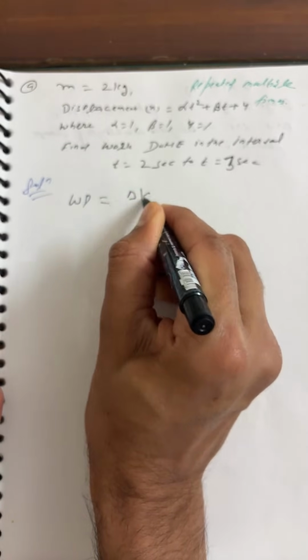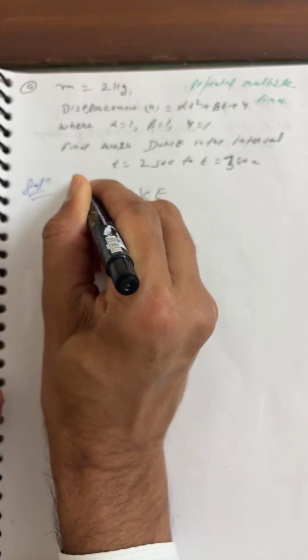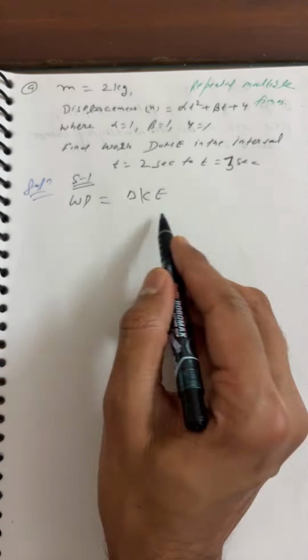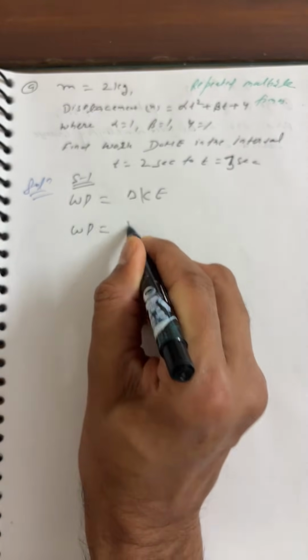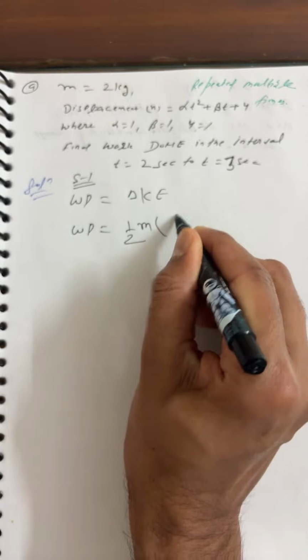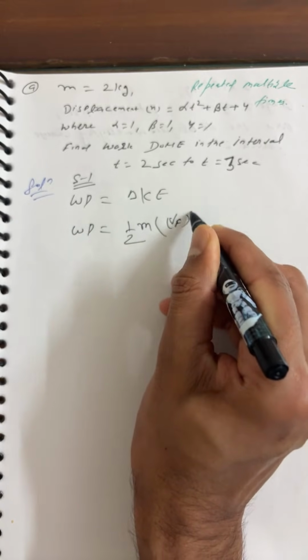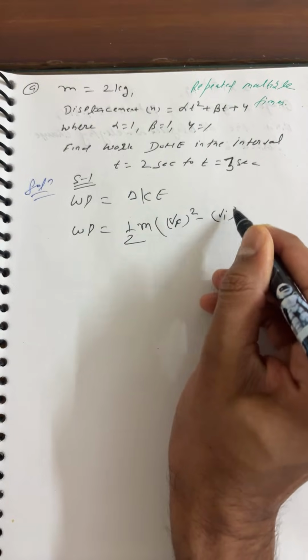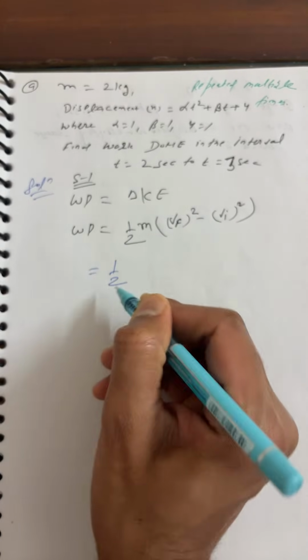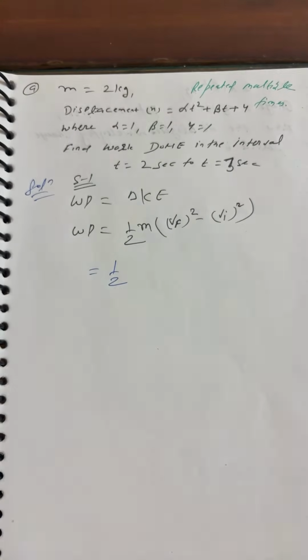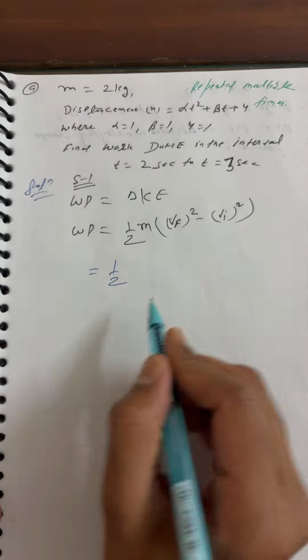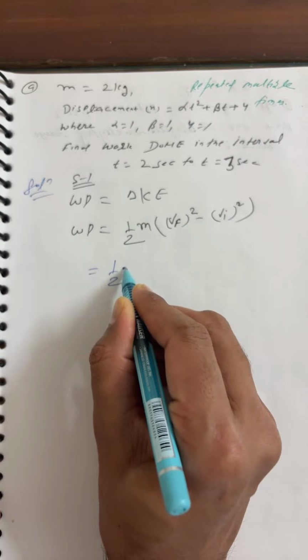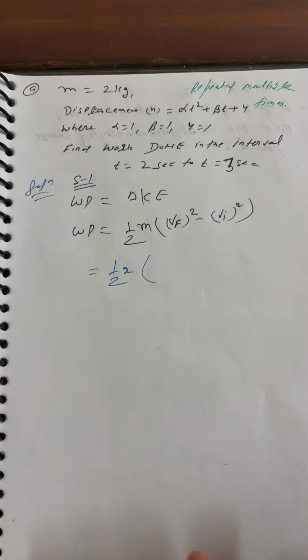It's nothing but the change in kinetic energy. This is the first click, students, to solve this question and to crack it. Work done is change in kinetic energy, so you can say half m into v final square minus v initial square. Half, and the mass is 2. V final and v initial we have to find separately.